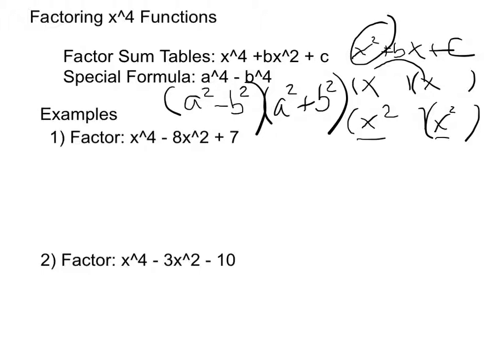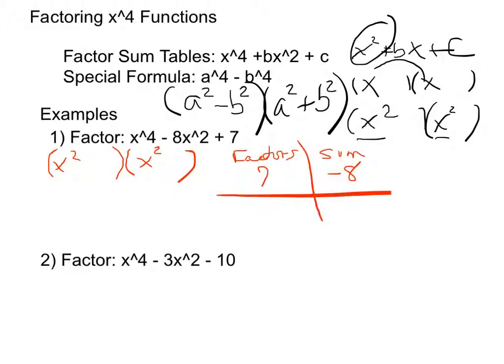So let's actually look at some examples here. In the first example, I notice I have x to the fourth minus 8x squared plus 7. It's a trinomial that starts with x to the fourth. So I'm going to try to do some factor sum tables and see if I can turn this into two binomials, both that start with x squared. So I'm going to do factors of 7 with a sum of negative 8.